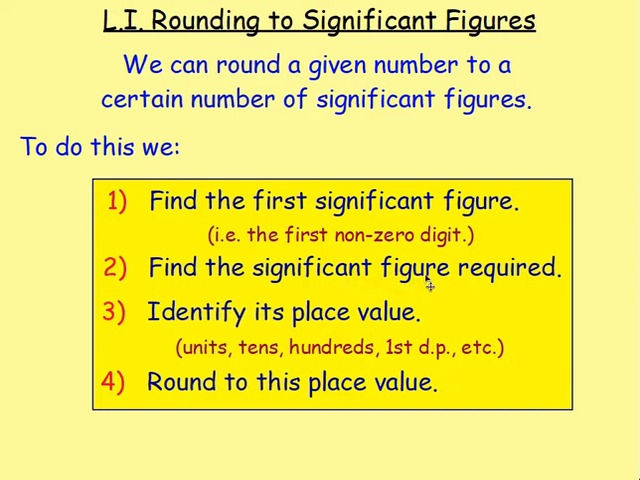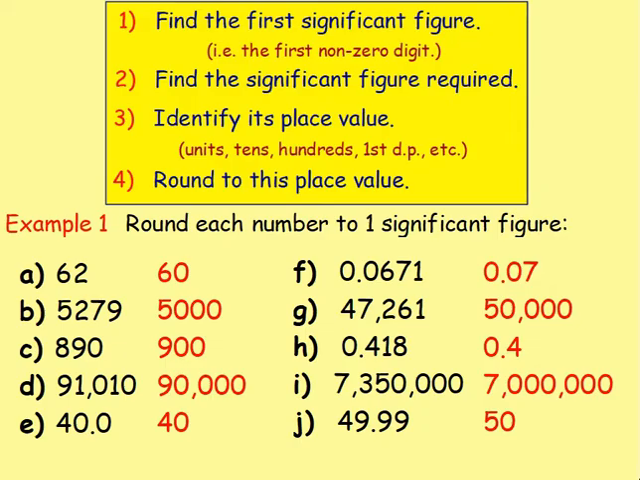So is it in the thousands column? Is it in the tens column? Is it in the first decimal place or the tenths? Whereabouts is it? Is it in the units? Then what we do is we look for that place value and we round to whatever that is. So if it's in the hundreds column, we round to the nearest hundred. If it's in the first decimal place, we round to the first decimal place.